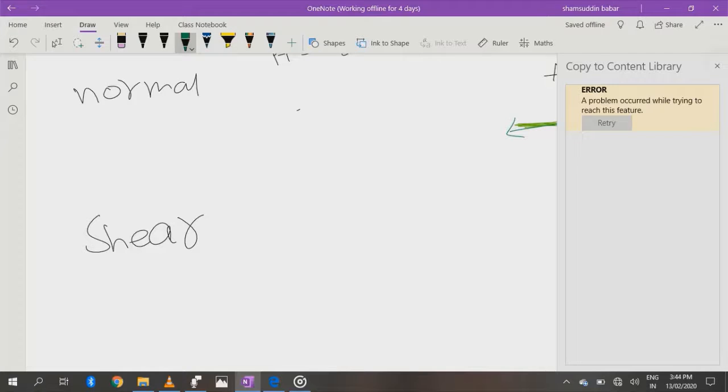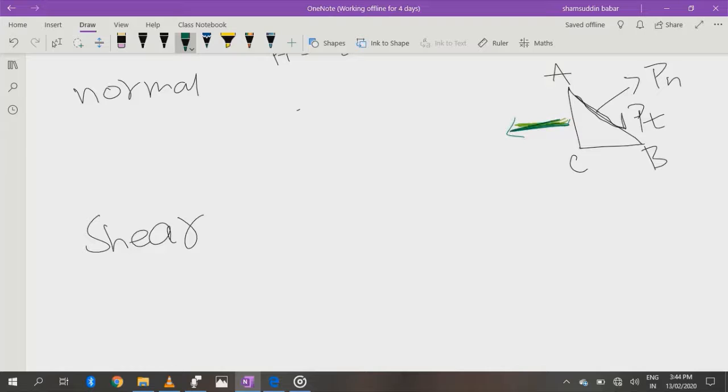For example, this is my stress n. Now initially I need to find out whether it is making angle of theta with normal or shear. For example, it is acting in horizontal direction, so this is the horizontal direction. Now I know through the rules of trigonometry that the adjacent angle will be the same as this angle.